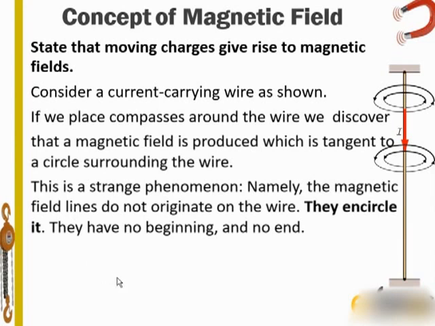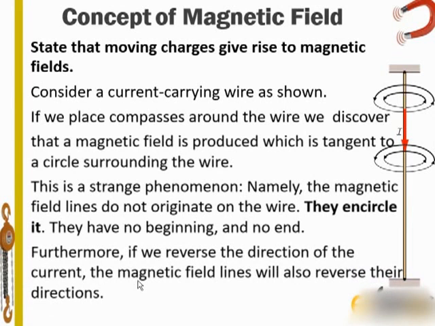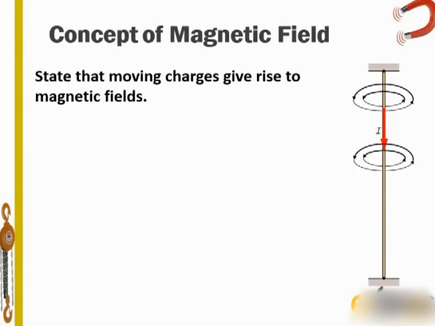And furthermore, if we were to reverse the direction of the current in the wire, then what's interesting is that the magnetic field lines will also reverse their direction. So they will move in the opposite direction in the circle that you see in the diagram. So we can say that moving charges in fact give rise to magnetic fields.